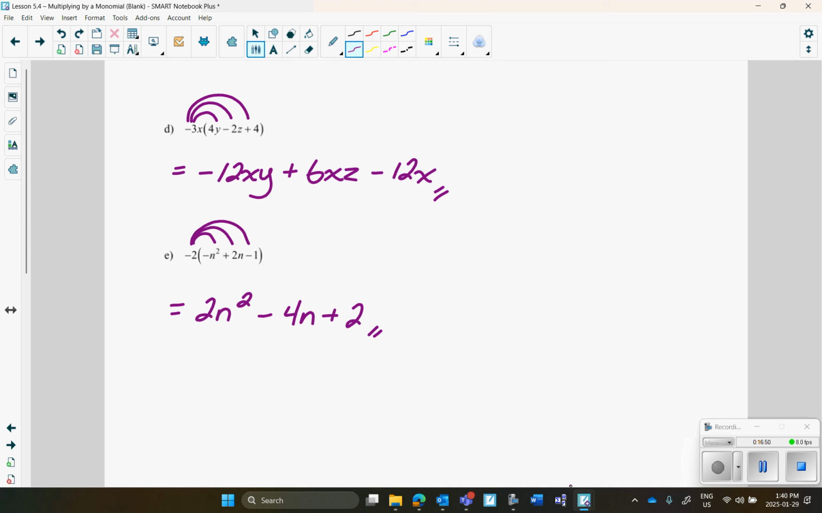Would this be -10? Because that's a positive and a negative. Yep, so -10x.